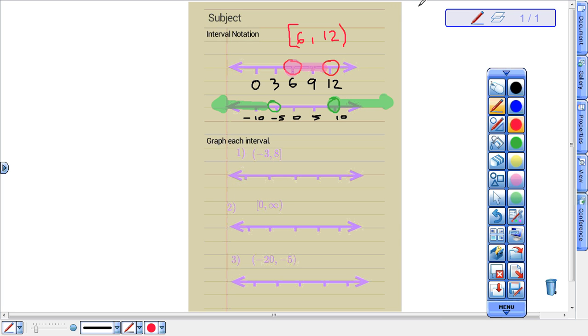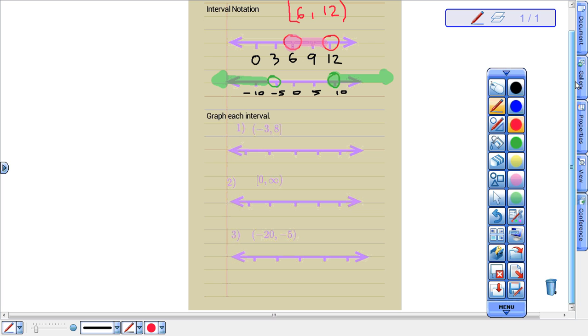Our second graph has two inequalities connected with the word or. We notice that the first inequality starts at -5 and goes to the left. So we're going to have negative infinity as our left boundary. And then it stops at -5, so we're going to put -5. This is not shaded in, so we're going to use a round parenthesis.